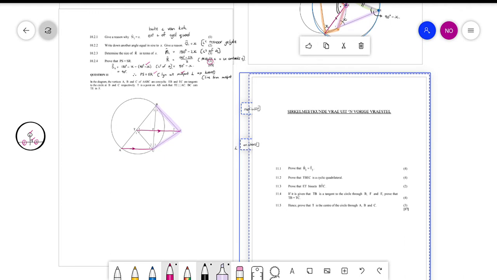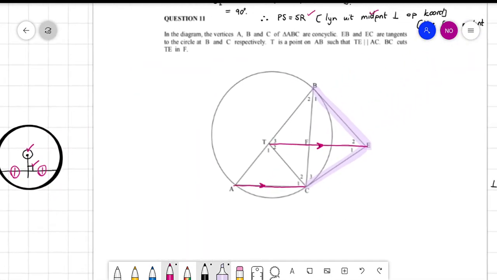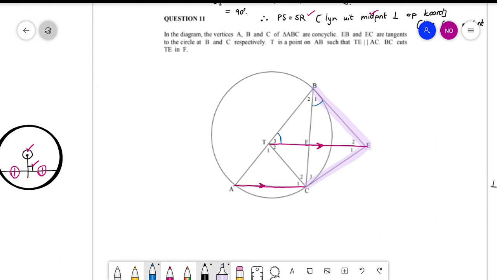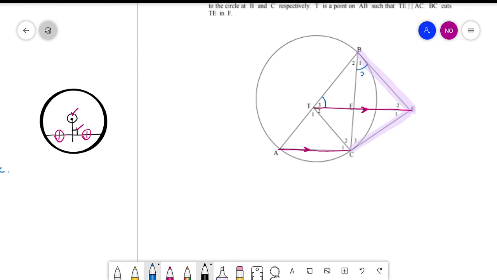Hulle vra vir ons bewys dat B1 gelyk is aan T3. So I have to go from B1 to T3. I like to start off by saying, let's set B1 equal to X. I don't know why, it just makes it a bit easier. Okay, goed, so doen dit vir jouself, sê vir jou daai hoek is gelyk aan X. En nou is jou werk om te gaan kyk, hoeveel ander hoeke kan ons nou gelyk kry aan X. So I'm going to start looking for other angles that are equal to X as well.